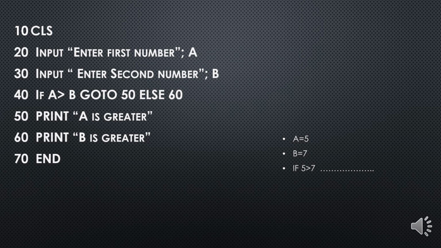As we know that 5 is not greater than 7, so the condition becomes false, then the else condition will be executed. At the else condition it will go to 60. So line number 60 will be printed as b is greater, and the program will end.